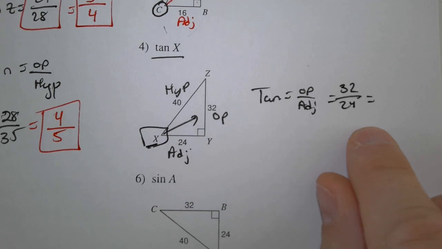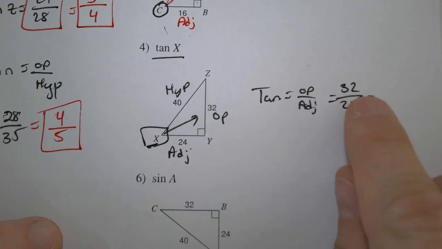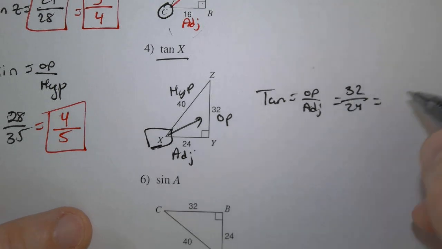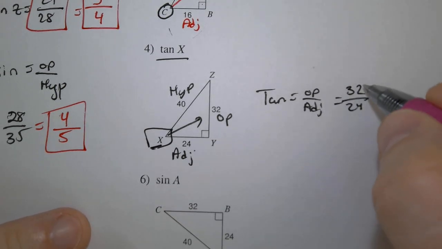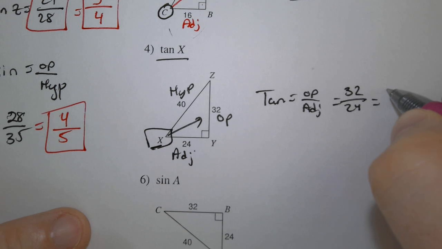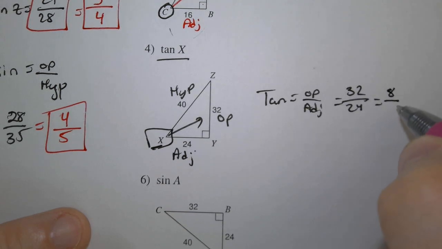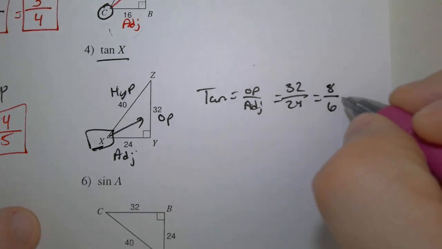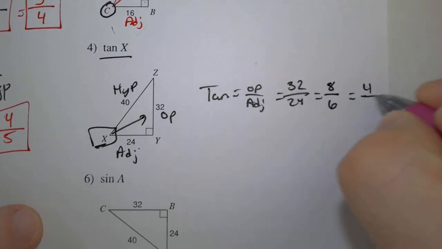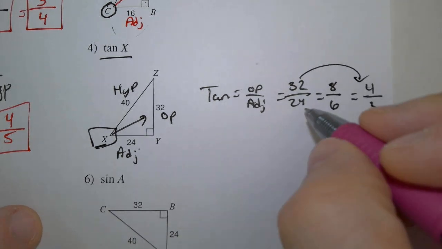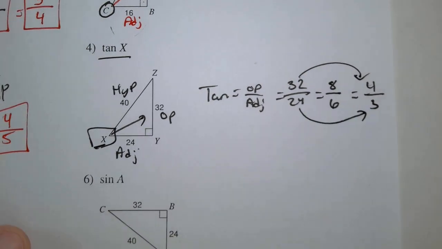Okay? Now tan is the only one that can be bigger than 1, by the way. 32 is a bigger number than 24. Cosine and sine are always going to be smaller than 1 when fractioned out. 32 and 24 both divide by 4, and 32 divided by 4 is 8, and 24 divided by 4 is 6, which means that we could have simplified again. These both divide by 2, 4 over 3. We could have divided by 8 right away. 32 divided by 8 is 4, 24 divided by 8 is 3.